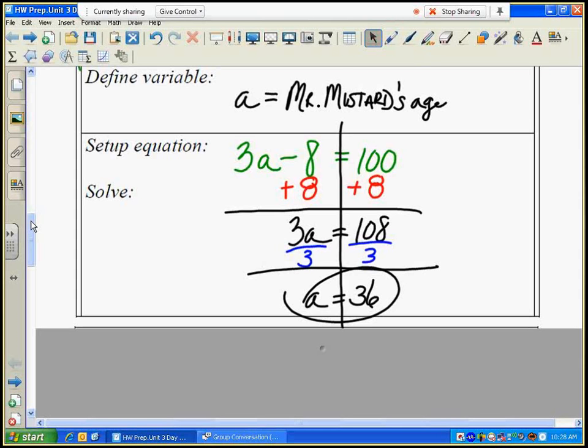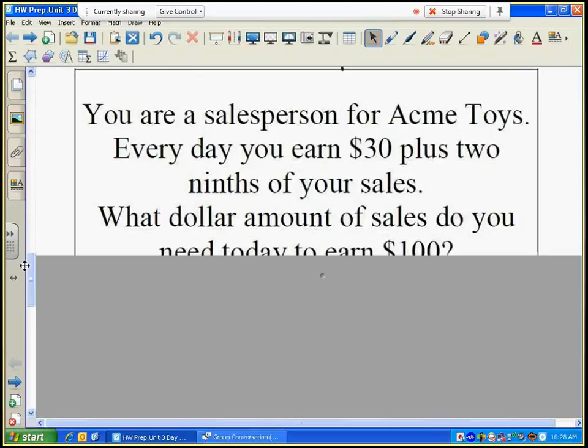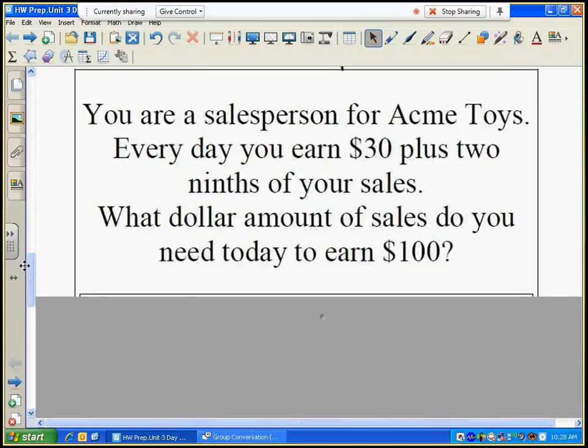Okay, next problem. Bottom left. Okay. You are a salesperson for Acme Toys. Every day you earn $30 plus 2 nights of your sales. Oh boy, 2 nights, a fraction. We can handle it. What dollar amount of sales do you need today to earn $100?